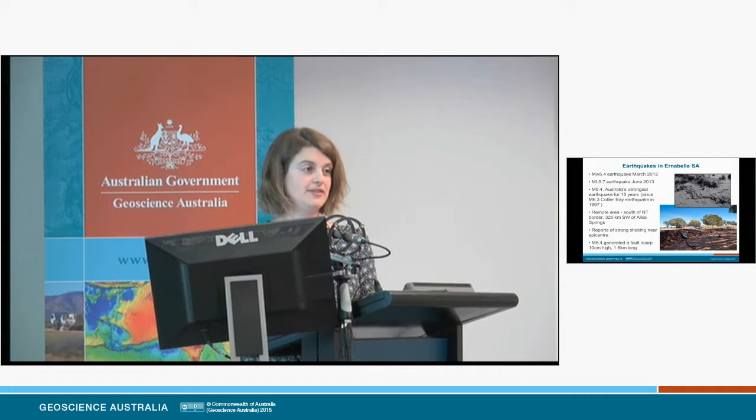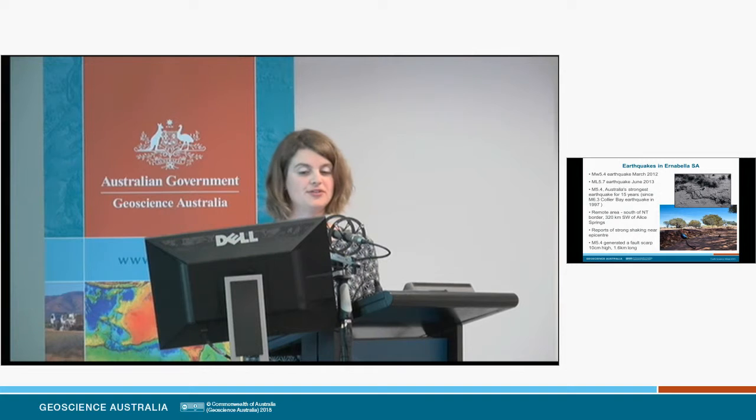A couple of earthquakes occurred out in Ernabella in South Australia, which is a remote area south of the Northern Territory South Australia border, and 320 kilometres south of Alice Springs. There were 2 events, one in March in 2012, which was a magnitude 5.4, and another one in 2013, which was a 5.7. And the 5.4 was Australia's strongest earthquake for 15 years.